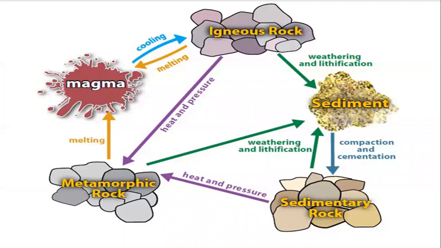Okay, metamorphism does not cause the rock to melt. So we don't go from metamorphic rock to magma, but there is a lot of heat and pressure. And it only causes the minerals to change by heat and pressure. If the rock melts completely, it will cool and become an igneous rock.